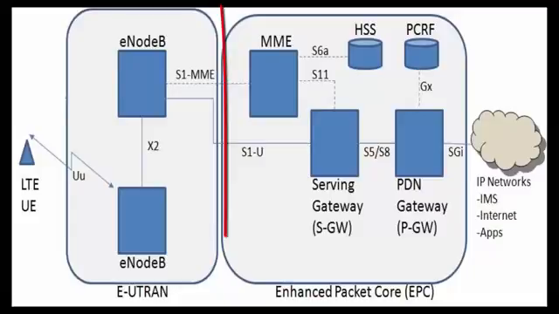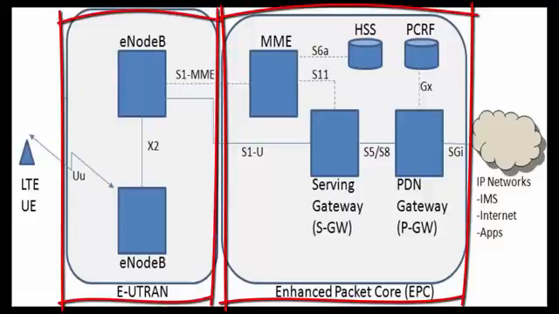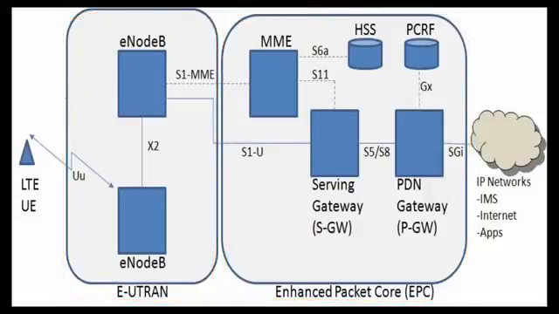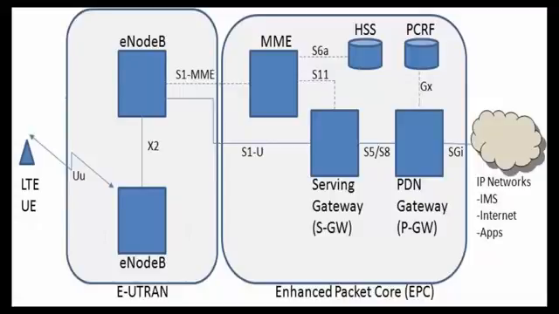Number 1, EPC, Evolved Packet Core. Number 2, EUTRAN, Evolved UTRAN or Evolved Universal Mobile Telecommunication System. UTRAN basically consists of two nodes, UE or mobile, and eNode B or evolved node B. Interesting thing about EUTRAN in LTE is that it has got a flat architecture.